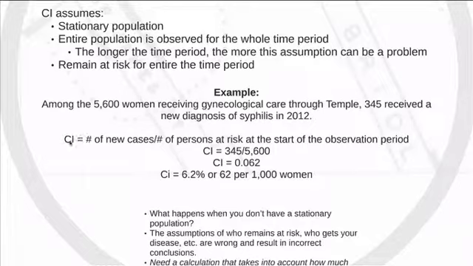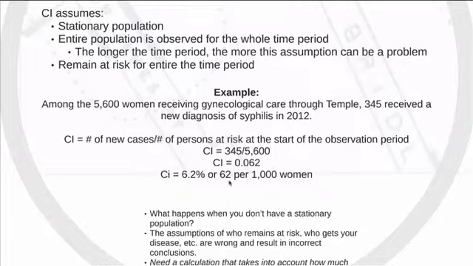Our definition of cumulative incidence, or our formula, is number of new cases divided by number of persons at risk at the start of the observation period, right? That's what we have above. So we can plug in our numbers. Here, our number of new cases is 345. Our number of persons at risk at the start of the observation period, 5,600. Just divide. We end up with a cumulative incidence of 0.062.